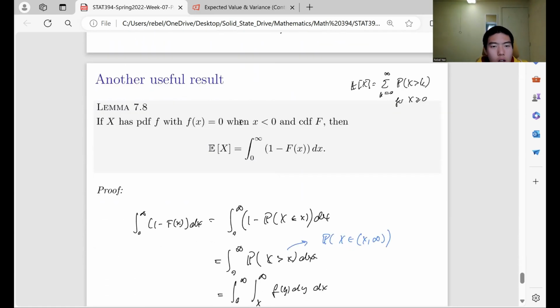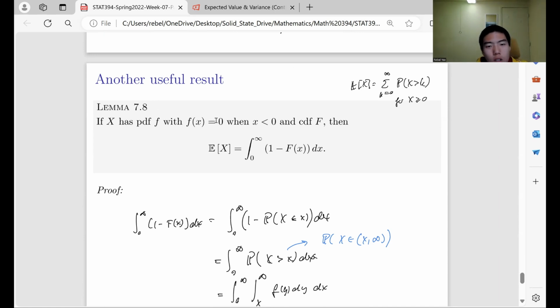Okay. And another useful result is Lemma 7.8. This one is like we can narrow down the domain of the expectation. Remember, we always say it's going from negative infinity to infinity. But in this case, we can narrow down to 0 to infinity, if that can help us make the computation easier.